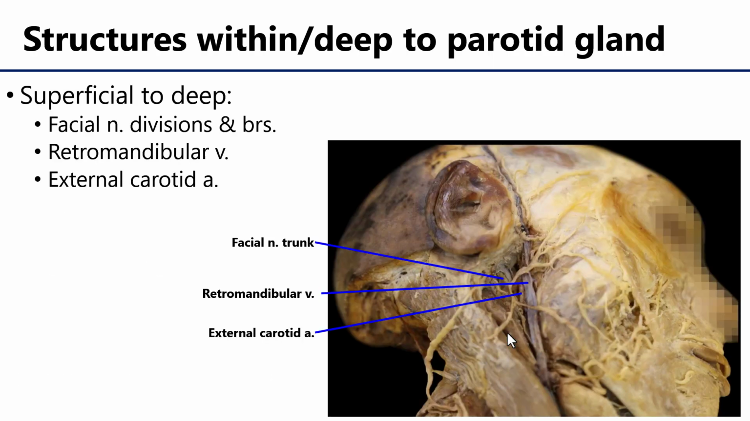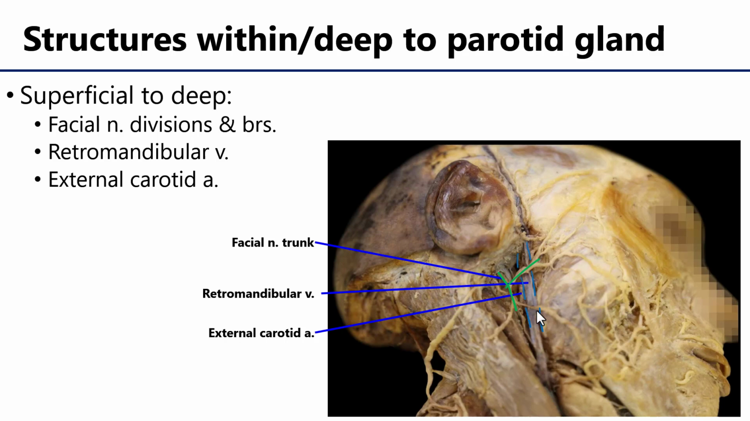So when we look at the structures within or deep to the parotid gland, there are three major features that you may see as we look through the gland in lab. So the most superficial of which is the facial nerve trunk. Recall that it exits the stylomastoid foramen and ramifies into the temporofacial and cervicofacial divisions. Those will be most superficial. We can see those overlying the next feature that we want to see, which is the retromandibular vein.